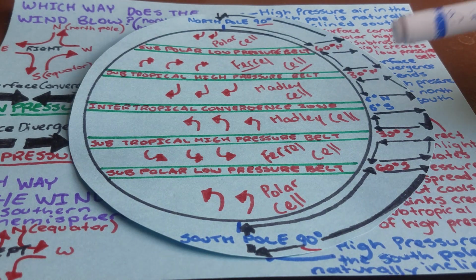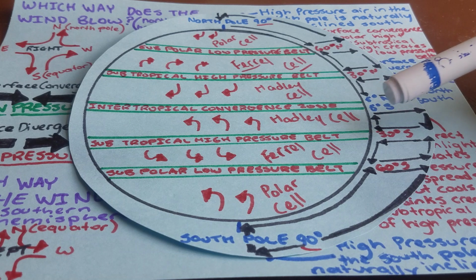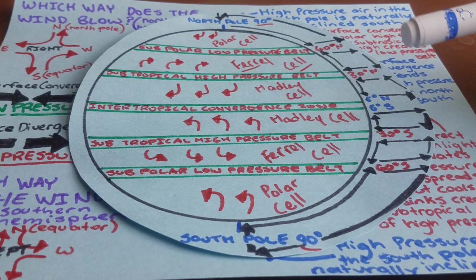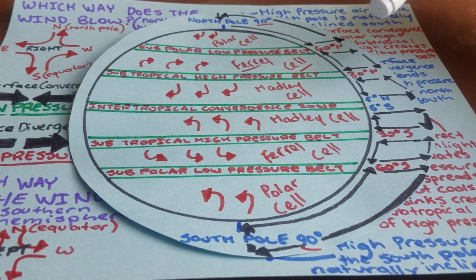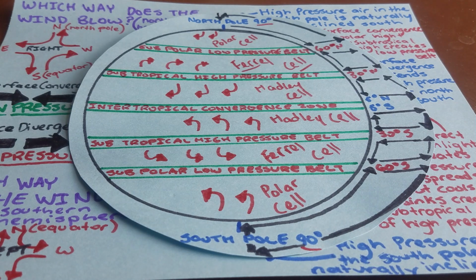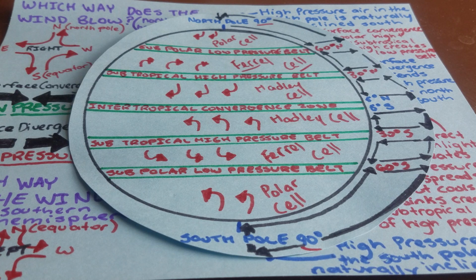So at 0 degrees we have the equator. Going up 5 degrees north and 5 degrees south from the equator is what we call the equatorial low pressure zone. This is also called the intertropical convergence zone, and these are known colloquially as the doldrums because of their very, very low pressure, okay? They have no winds, okay?